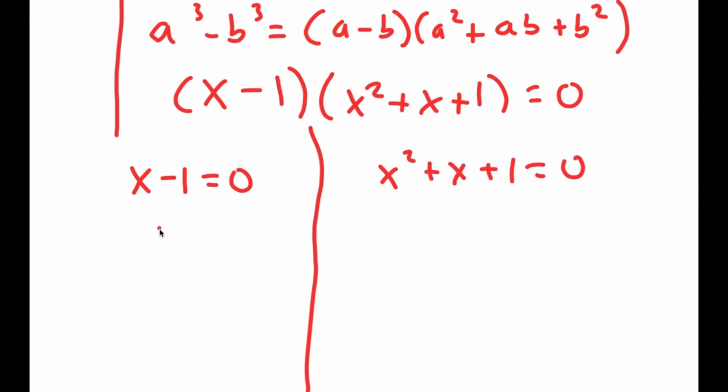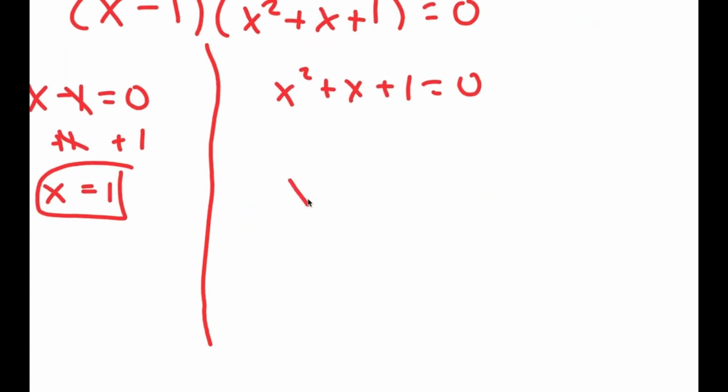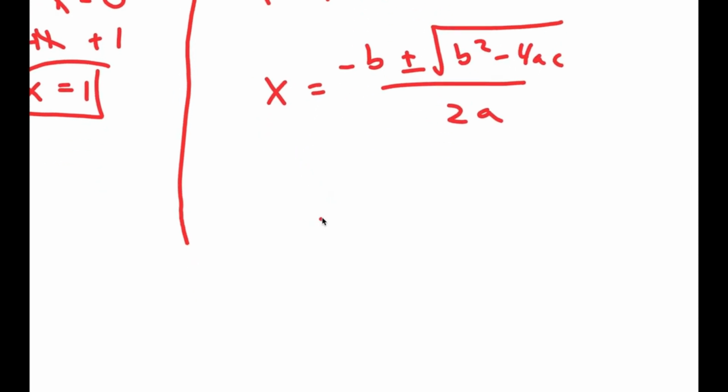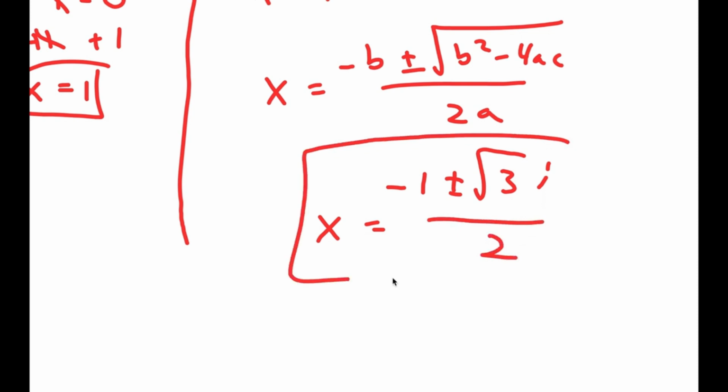So for x minus 1 equals 0, all I have to do is add 1 on both sides, and I get x is equal to 1. And for x squared plus x plus 1 equals 0, I can use the quadratic formula. So by using it, I get x is equal to negative 1 plus or minus the square root of 3 i over 2. So these are two more solutions.